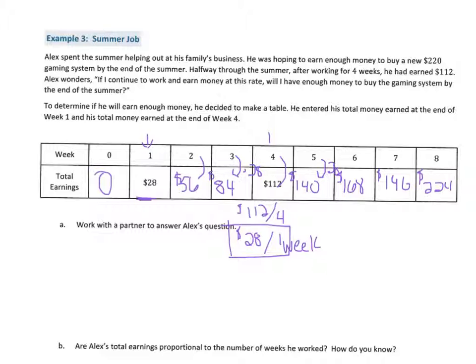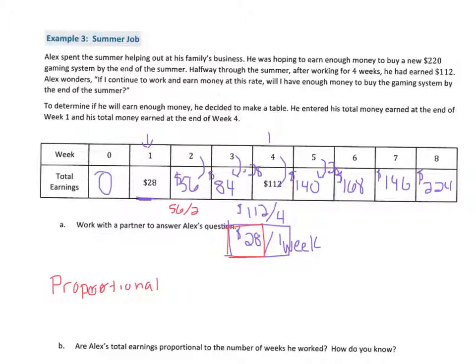Is this relationship proportional? Well, remember the central way that you can figure that out is if we set it up as a ratio, 56 to 2, and then divide them out, 112 divided by 4, if we set it up as that ratio and divide, do you come up with the same rate? And we did. Every time it was $28 per 1 week.